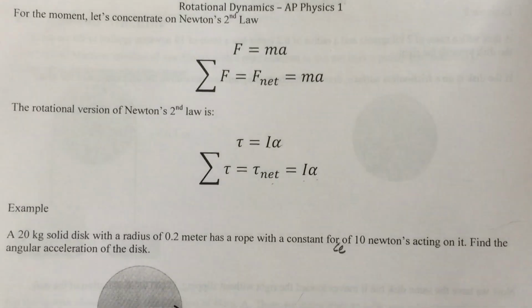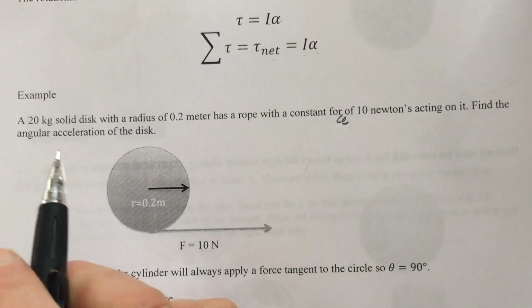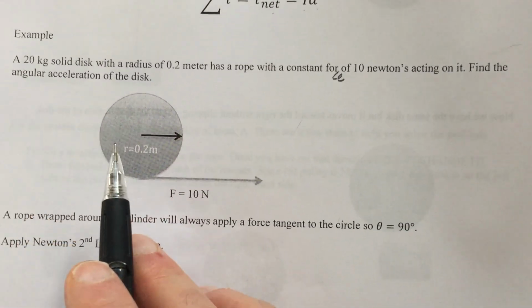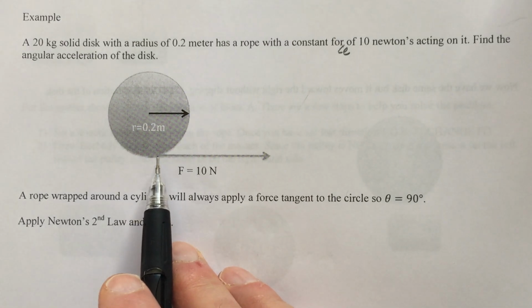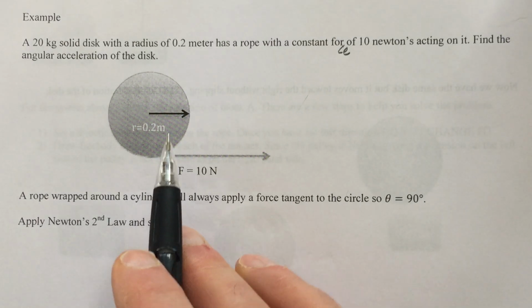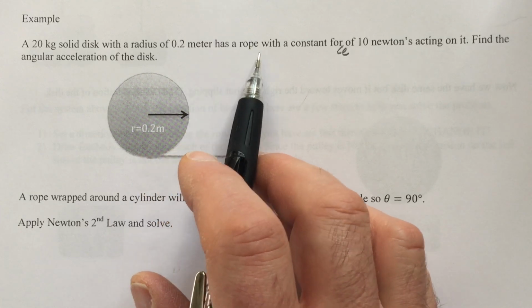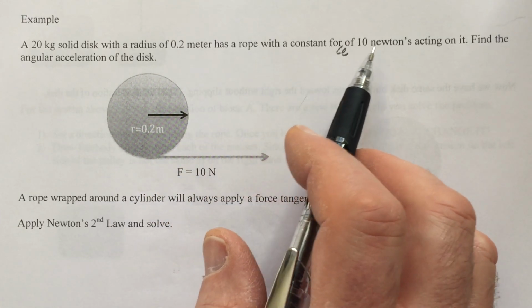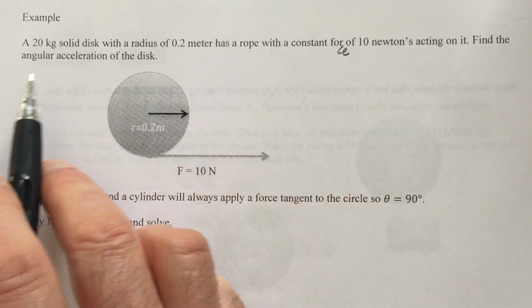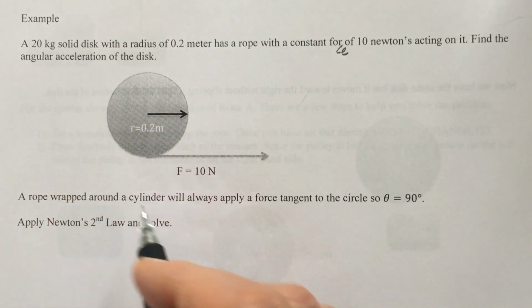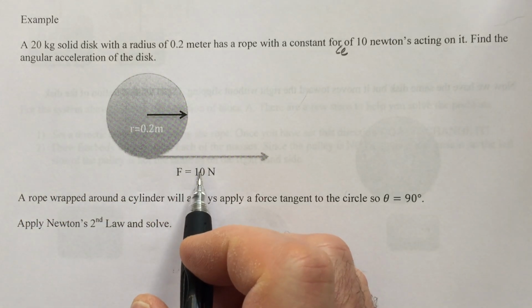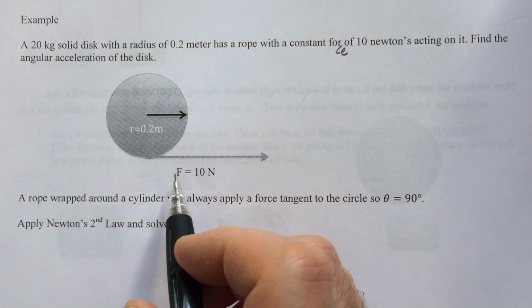Let's take a look at this. As an example, I've got a 20 kilogram solid disc with a radius of 0.2 meters, has a rope with a constant force of 10 newtons acting on it. Find the angular acceleration of the disc. Here's our disc. Here's our force. Now, let's keep one thing in mind.